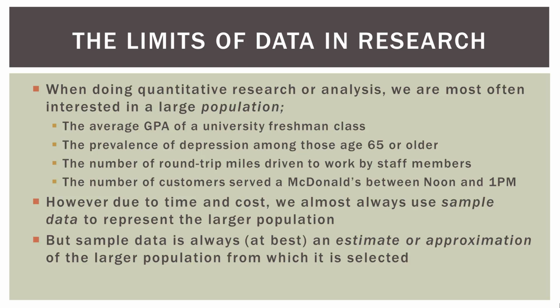But here's the thing, and this is why we have the Z and the T distributions. That's because sample data is always, at best, an estimate or approximation of the larger population from which it is selected. And that should make common sense. If we select 50 students from our freshman class, well, those 50 students are just a representative sample of the larger freshman class. But it's always going to be an estimate, an approximation at best.